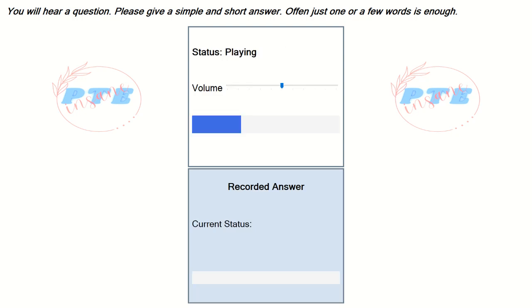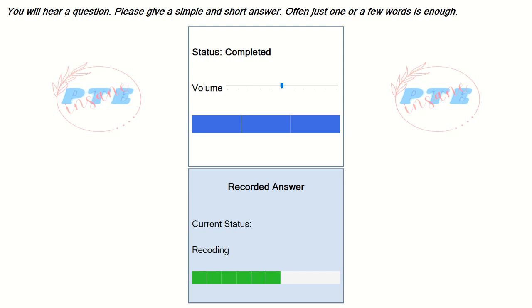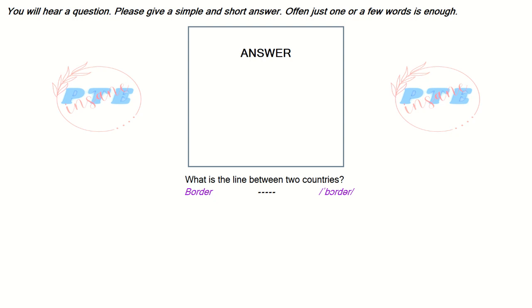What is the line between two countries? Border.